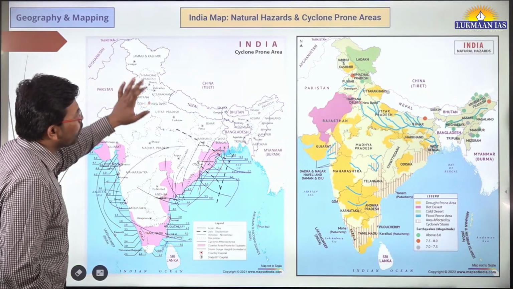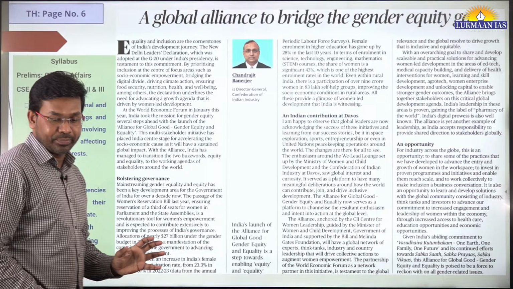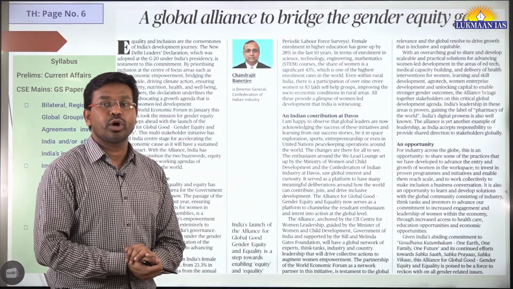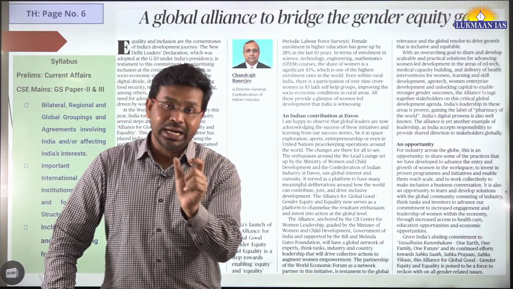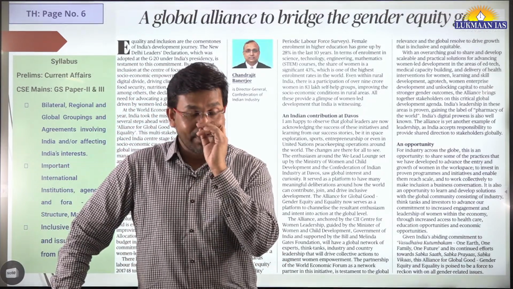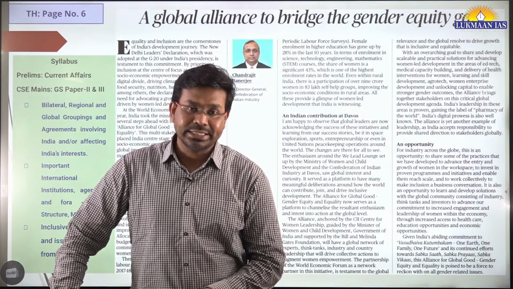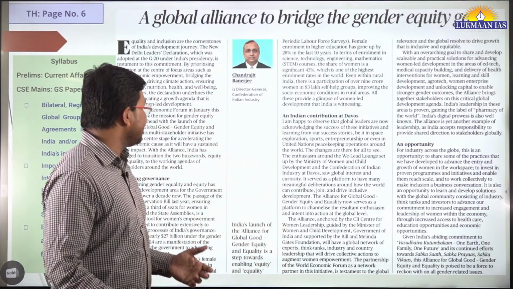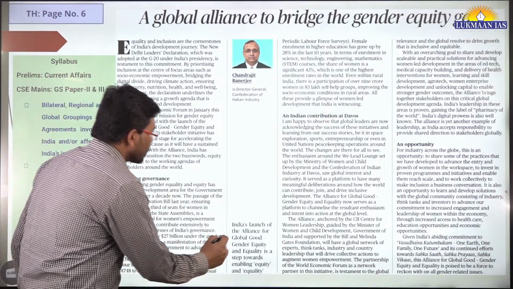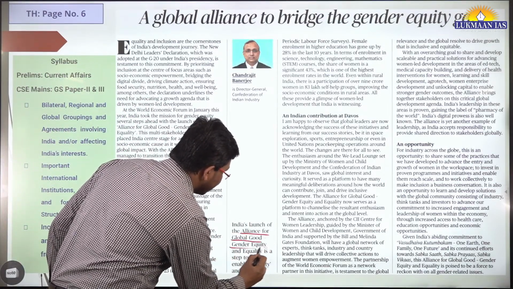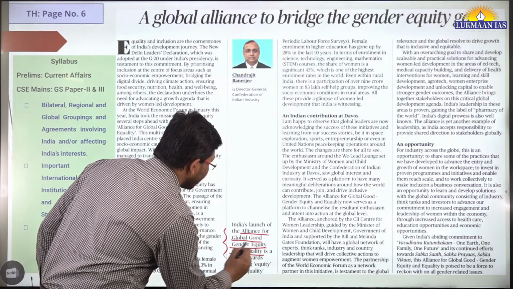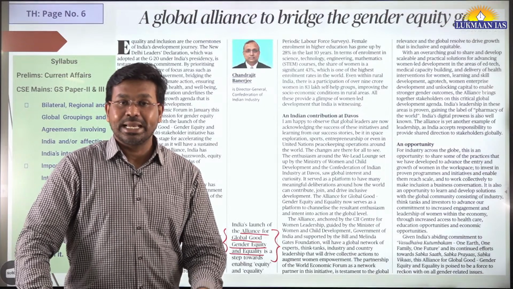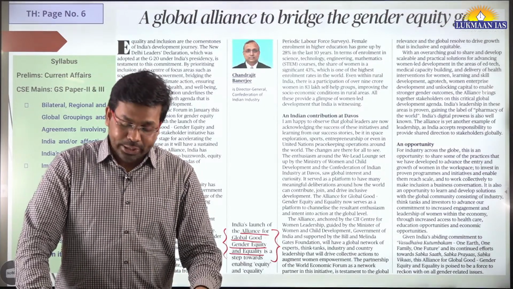With this, let us now quickly move to the first topic for the day. This is a very important topic. Why is it important? Because through this topic we are going to discuss a new alliance that has been launched by India in the World Economic Forum recently. The name of that alliance is the Global Alliance for Global Good, Gender Equity and Equality.